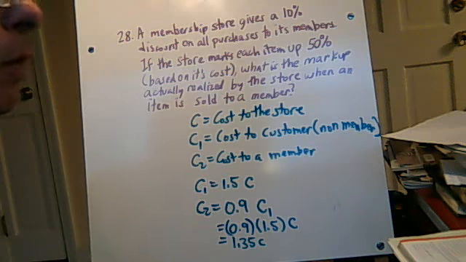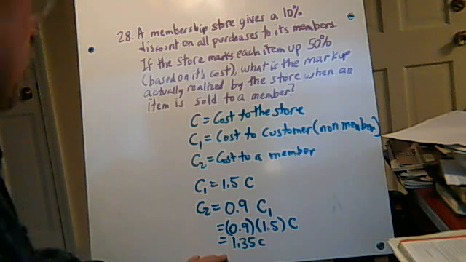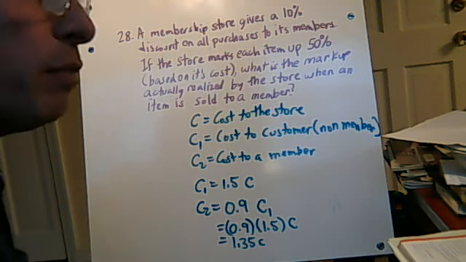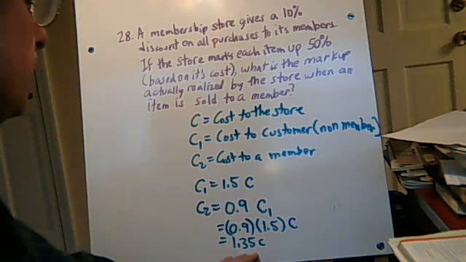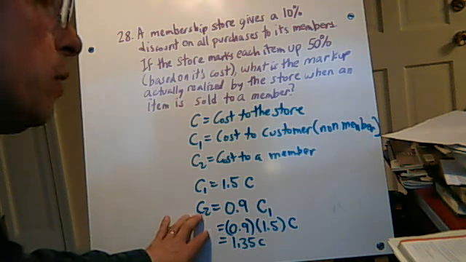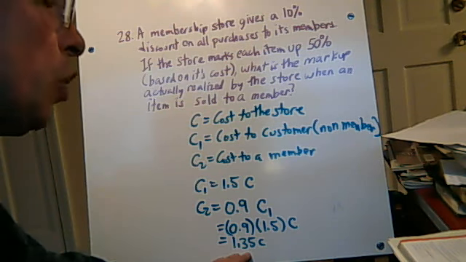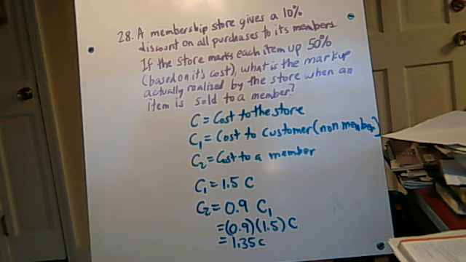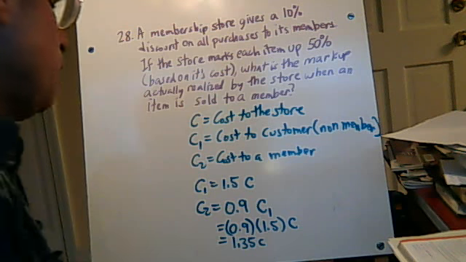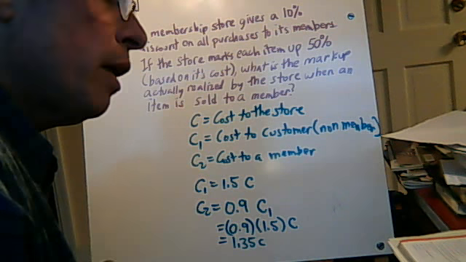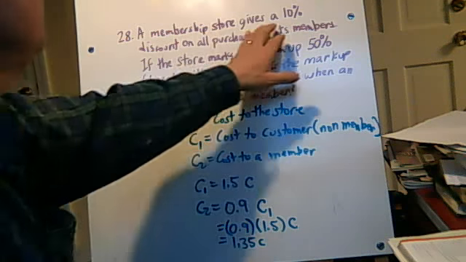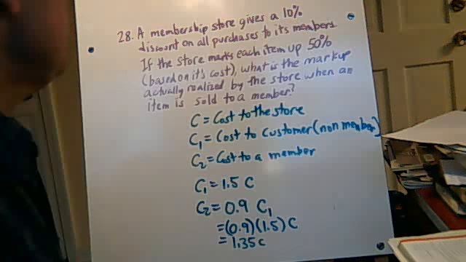Times C. So what that means is the effective markup for the customer is actually 35% because the store is selling that item to the members at 35% greater than the cost they paid for it. And that's the definition of the markup at a store. So 35% markup for the members, 50% markup for everybody else, even though the membership store is giving a 10% discount.